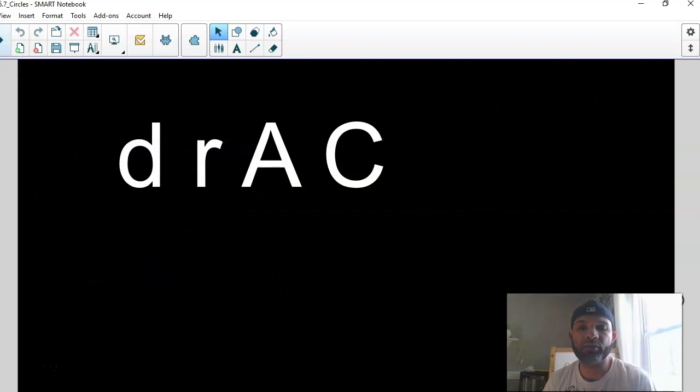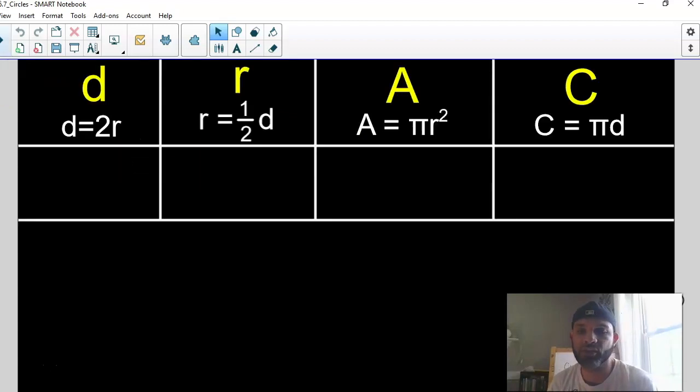And we're going to do that using DRAC charts. So you can probably figure out what the letters stand for. The D is for diameter, the R is for the radius, A is for area, C is for the circumference. So on your paper, you're going to make a little chart with 4 columns with the equations. The diameter is equal to 2 times the radius. The radius, our second column, is half the diameter, or the diameter divided by 2.